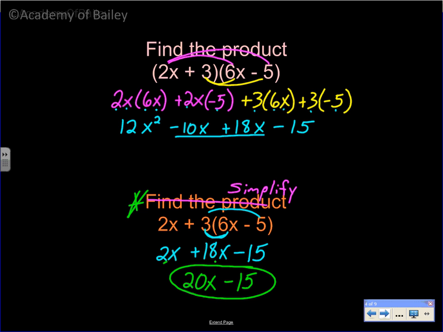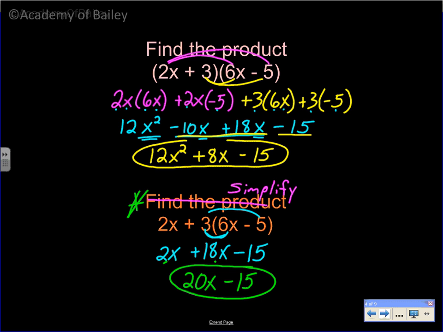The 12x squared is x squared, and in these cases, x is just x. It is not squared, so you cannot combine 12x squared with anything. So let's look. We have -10x plus 18x. -10 plus 18 will give us a positive 8x. And then -15 comes with it. And we have combined all like terms.